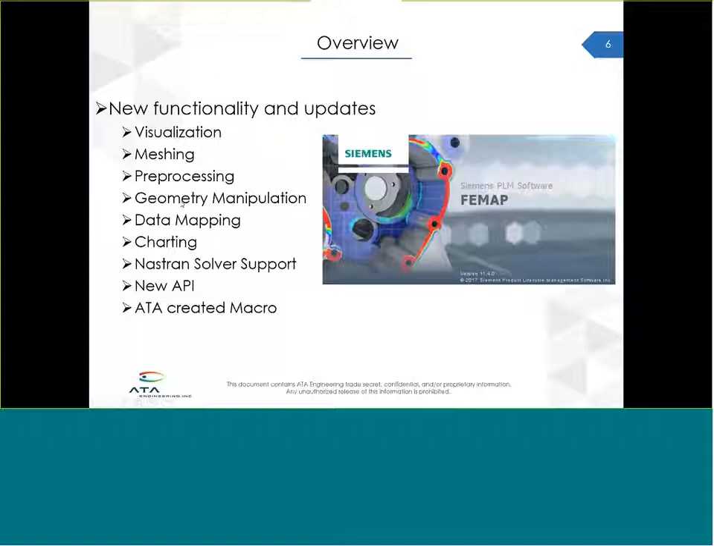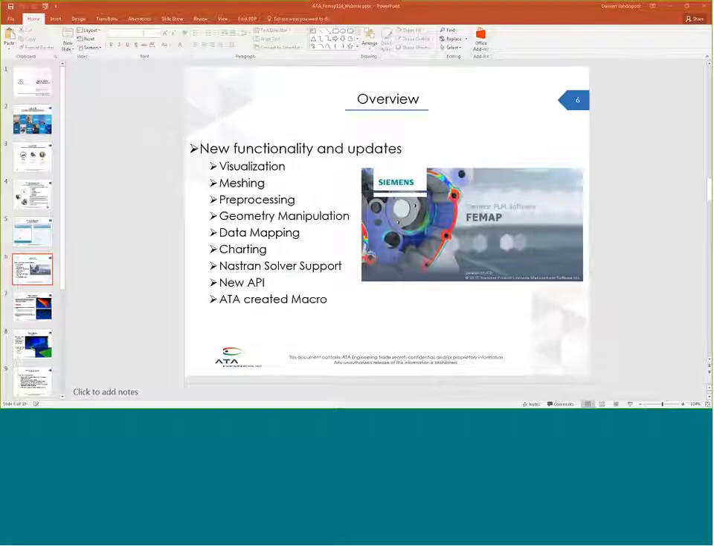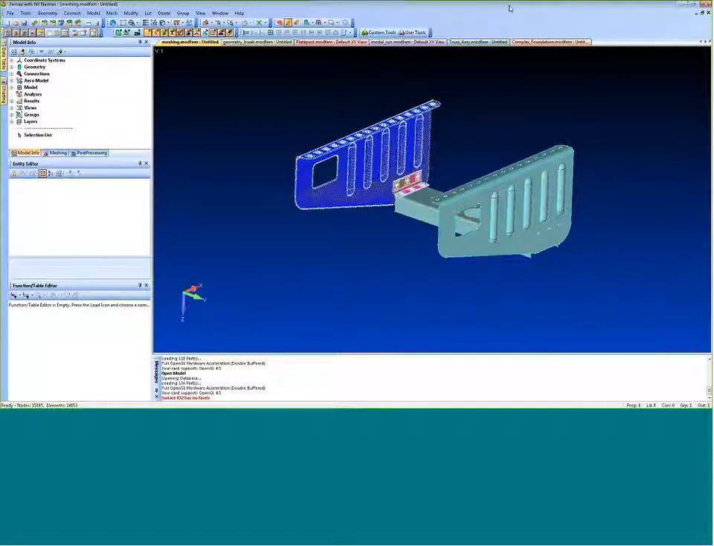The first category that I'm going to talk about is visualization, and there are two updates to Femap 11.4 for this. The first is this auto scale feature that is pretty nice. In order to show it, I'm going to use this model that I have. It is basically some CAD and geometry as well as some meshing.